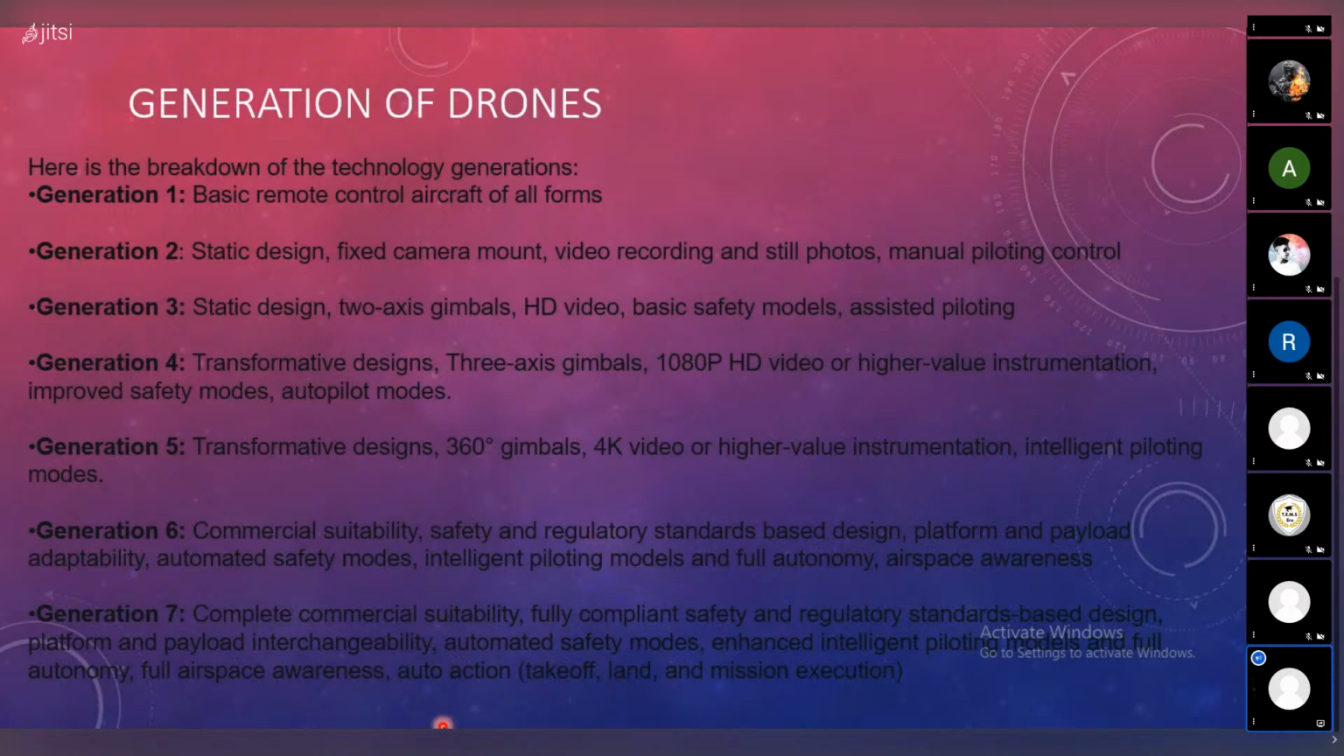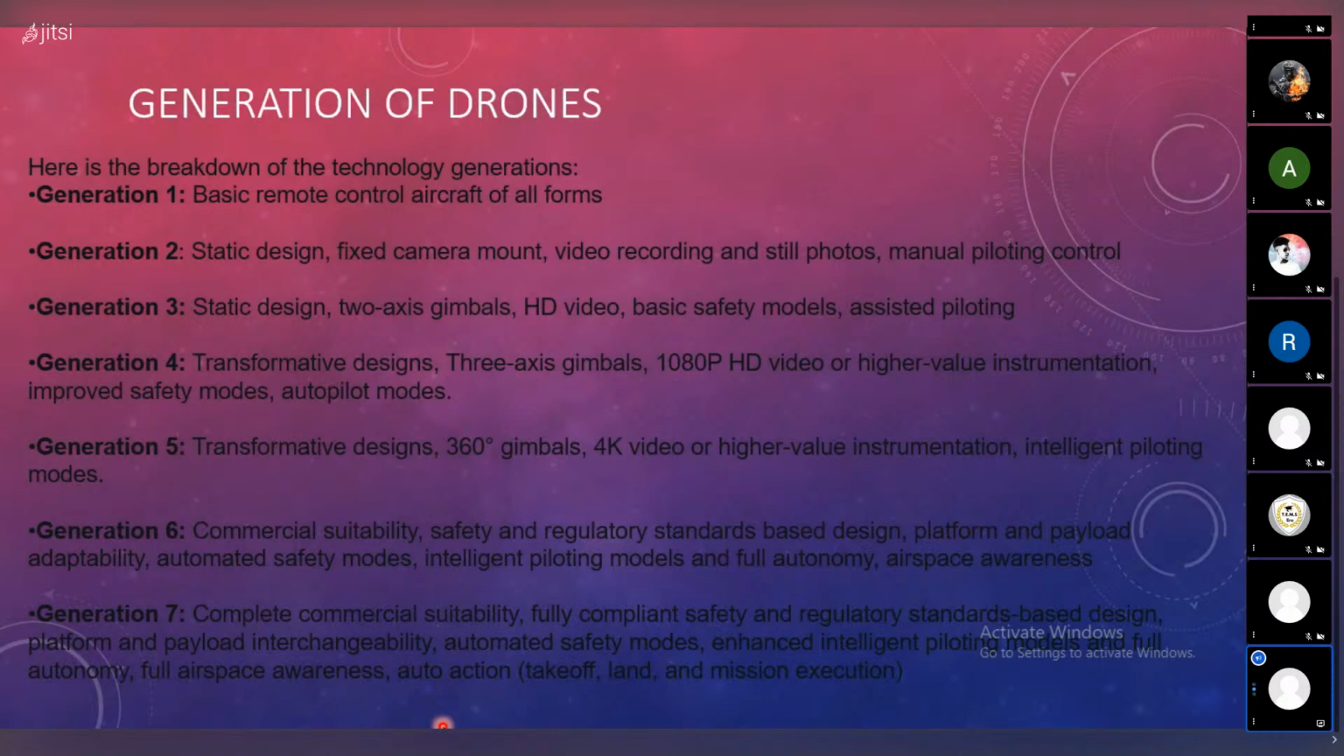Then you fit a little better camera with some stabilization system, so that even when the drone is rotating, you get a stable picture. So you get a generation 3 drone. Now comes, you need a little better camera system, maybe it is used for basic surveillance or security purposes. Then you fit a more superior camera with some better equipment, some safety modes also, and you have a stabilization system for that camera. You can categorize that as a generation 4 drone.